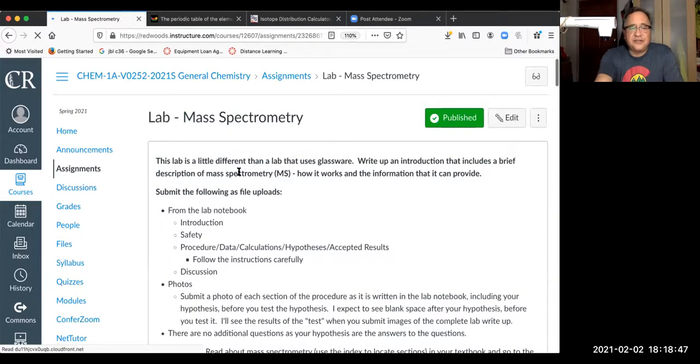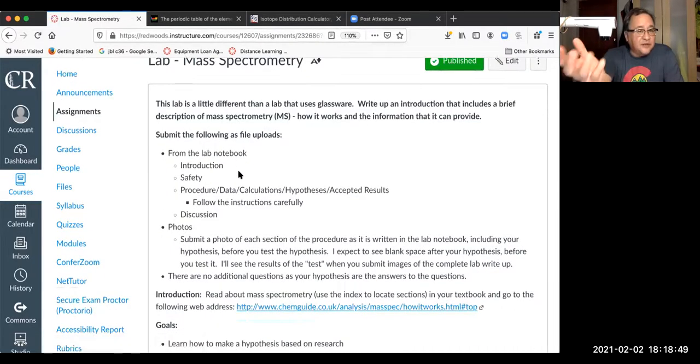So you'll notice here it says this lab is a little different than a lab that uses glassware, like your density lab or measurements lab. You're going to write up an introduction that includes a brief description of mass spectrometry, how it works, and the information it can provide, which we've just gone through.